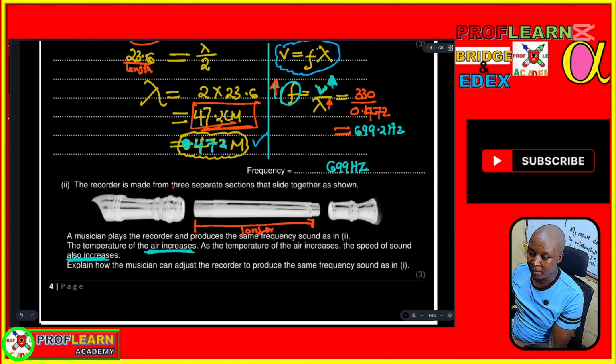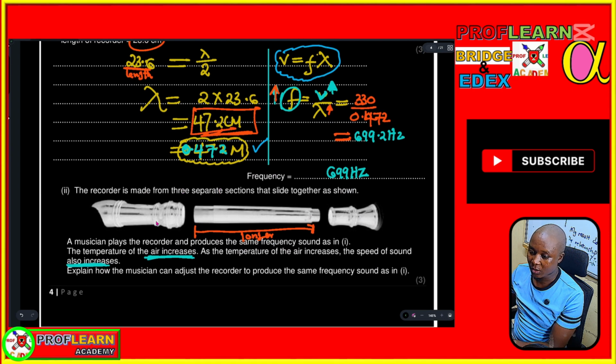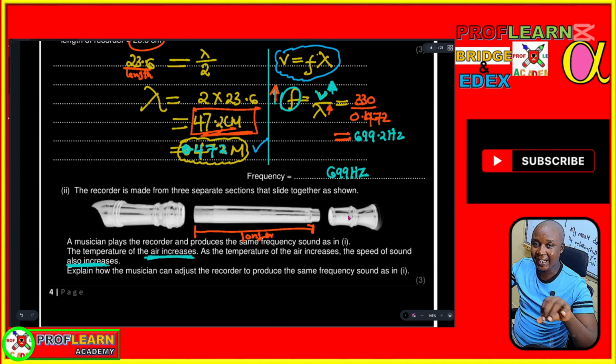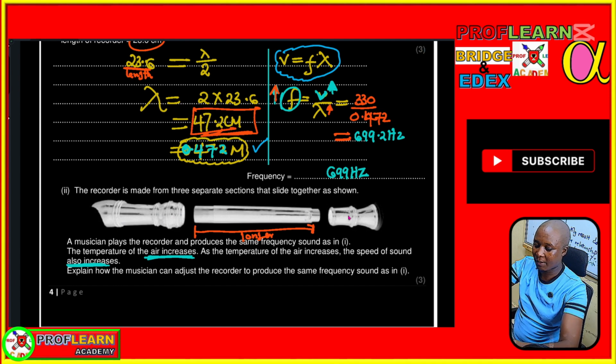The recorder is made from 3 separate sections. We have this section and this section and this section, which can slide over each other. So you have a section that can be adjusted, so it can slide into one another, so that you can adjust the length of the recorder.